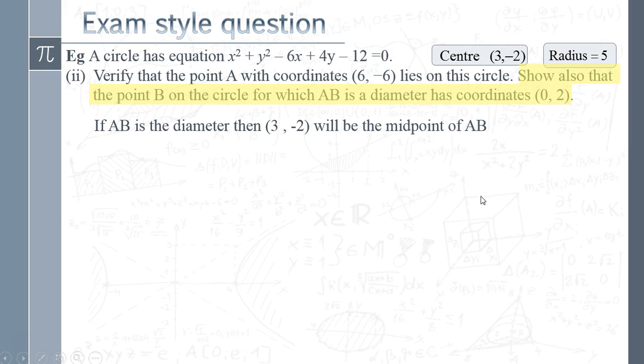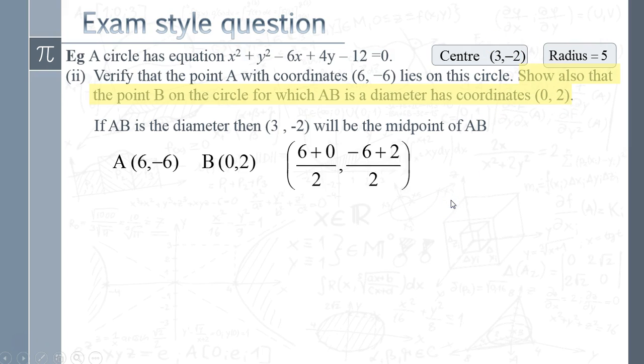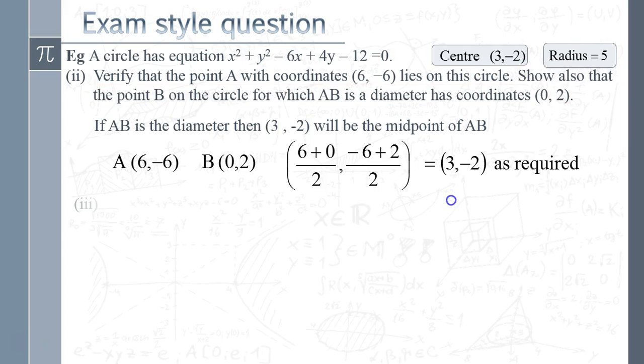So what we've got to do is show that if we've got the point A at 6, minus 6, B is at 0, 2, does that give us a midpoint at 3, minus 2? So off we go. There's our formula for finding a midpoint, and clearly 6 plus 0 divided by 2 is 3, minus 6 plus 2 divided by 2 is minus 2, so there's the 3, minus 2 as required. On we go to part 3.